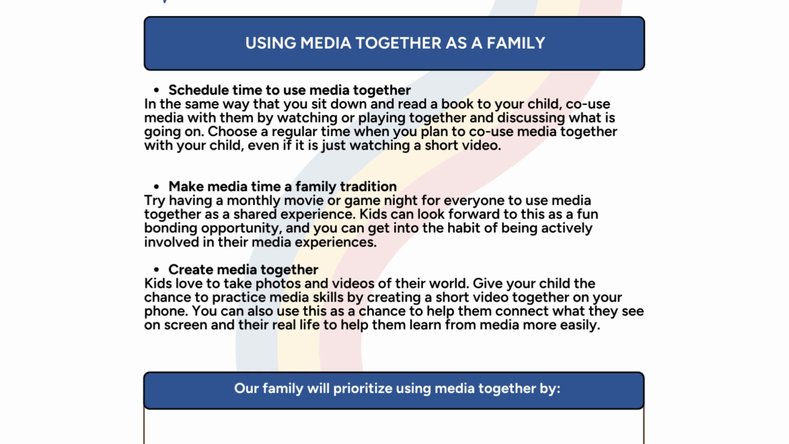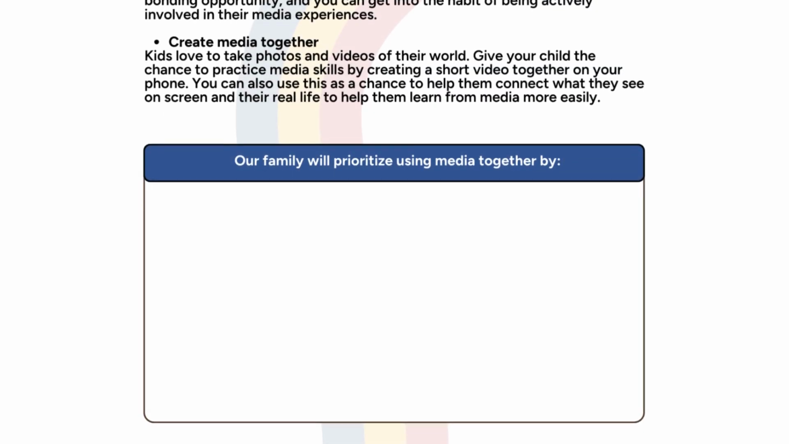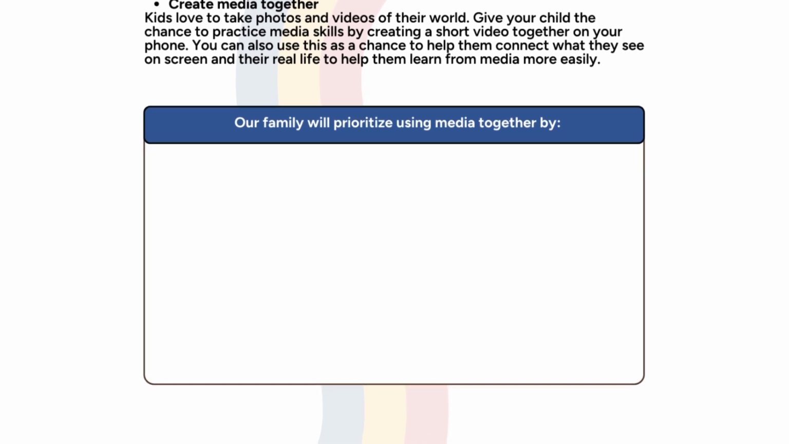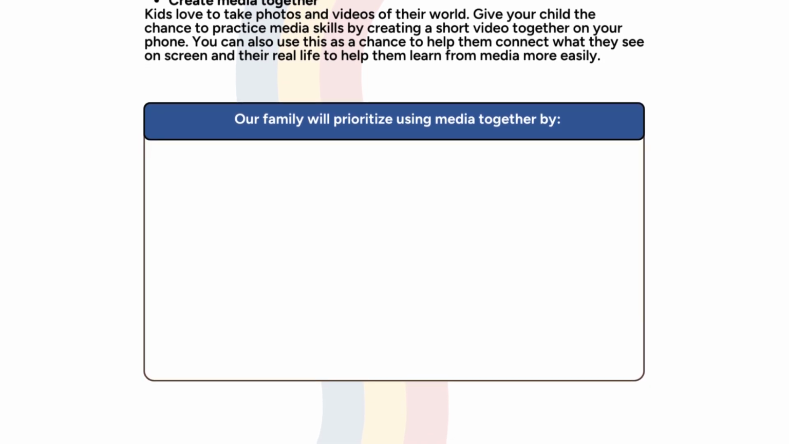Another thing we like to recommend is try creating media with your child. Kids love to take photos and videos of their world. So you can give your kiddos the chance to practice their media skills by creating a short video together on your phone. This can also help them connect what they see on screen to their real life. As with the other pages, these aren't all things that you need to do. They're just some ideas for how you could choose to set this priority in your family.